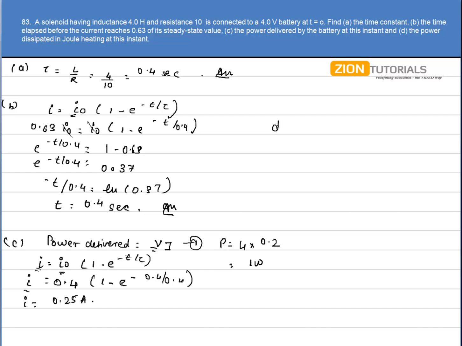In D part, we have to calculate the power dissipated in form of heat. So obviously in form of heat, energy is dissipated only through the resistor. So power will be calculated by I square R. This is the energy dissipated through the resistor in the form of heat. I know the current, that is 0.25 whole square. Resistance is given as 10, right? So on solving this, I get the value of power as 0.64 watt. That is the answer.